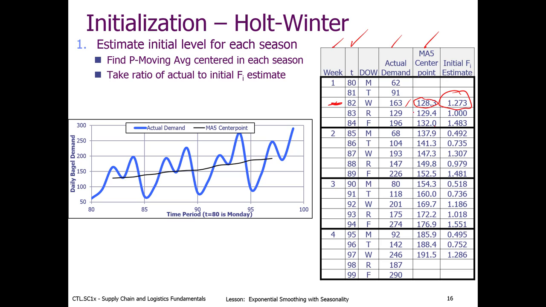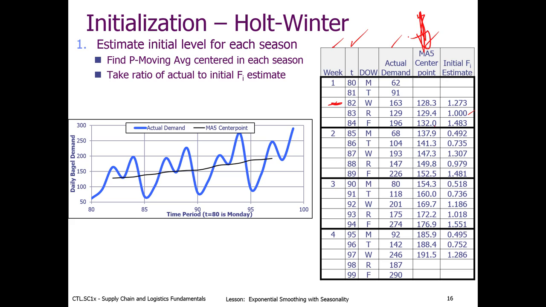Same thing with, let's pick another day, the next day, Thursday, time period 83. 129 was the actual. If I did a 5-day moving average around that, where this is the centered 5-day, it goes 2 days before, 2 days after, and that day, it's almost even. So that's kind of like an average day. I do that for each of those periods, and I end up with this center point moving average column.